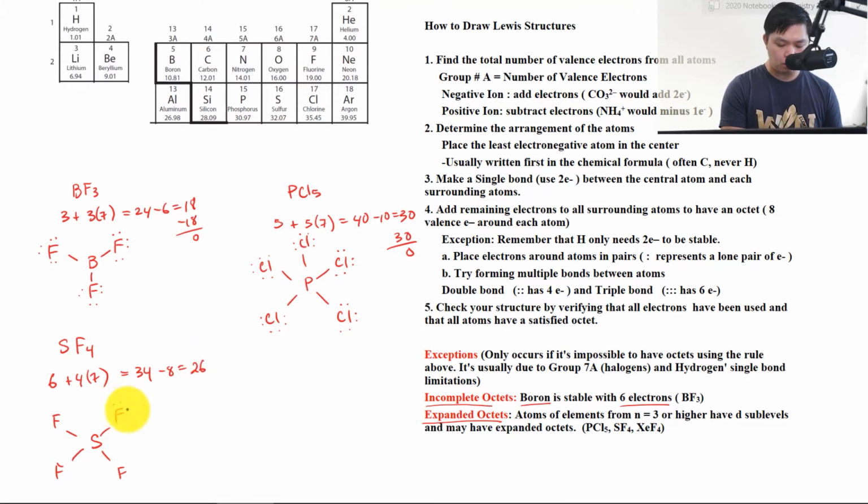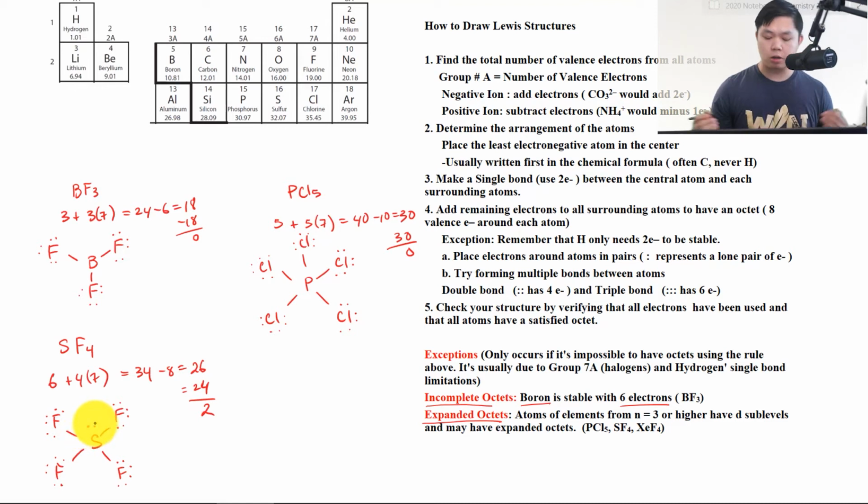Now we have 1, 2, 3, 4, 5, 6 on each surrounding atom, and we do the same thing to each one, again to make sure it has an octet. So we use 6 for each. 6 times 4 is what? That is equal to 24. What is 26 minus 24? 2 left. So guess where the 2 are going to be? In here, on the central atom, because we cannot make any double bond because of the halogen limitation.